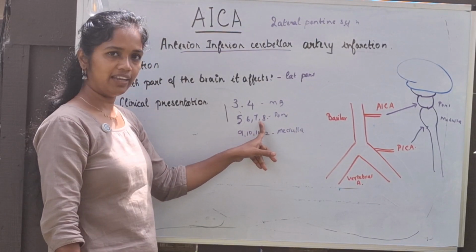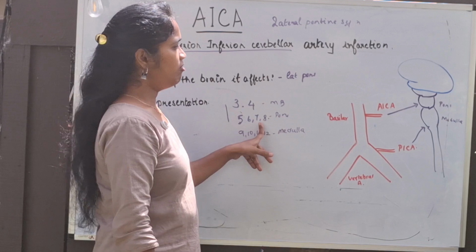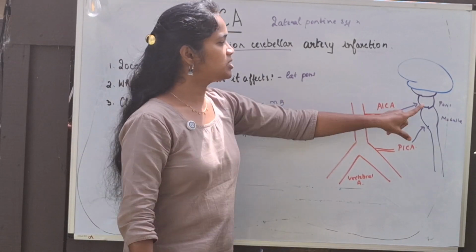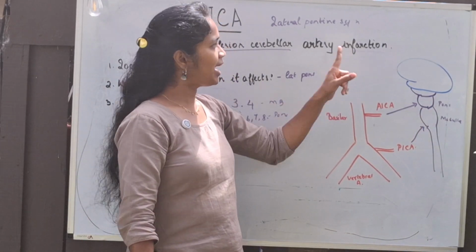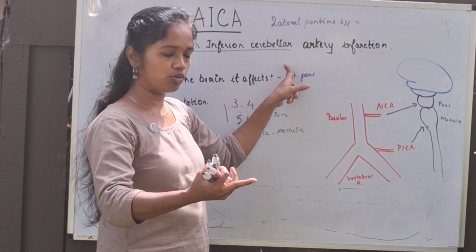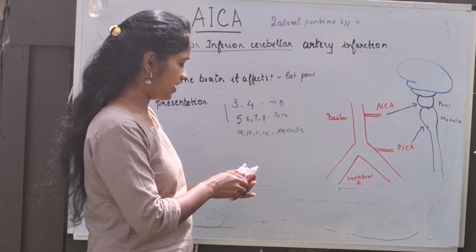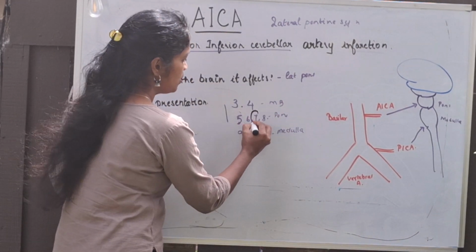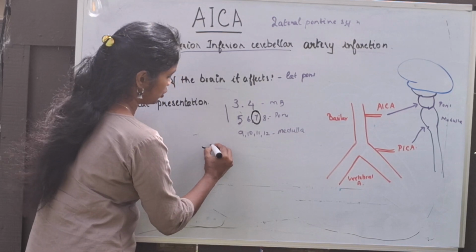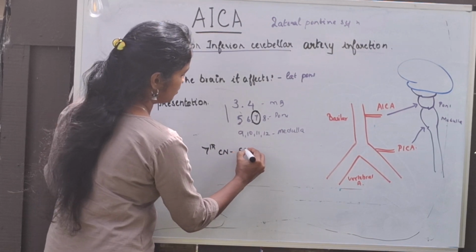The seventh cranial nerve, that is the facial nerve, cranial nerve nucleus, is present in the lateral part of the pons. When AICA is infarcted, the lateral part of the pons suffers. Therefore, the seventh cranial nerve is damaged, resulting in a seventh cranial nerve injury. So, the seventh cranial nerve is the facial nerve.